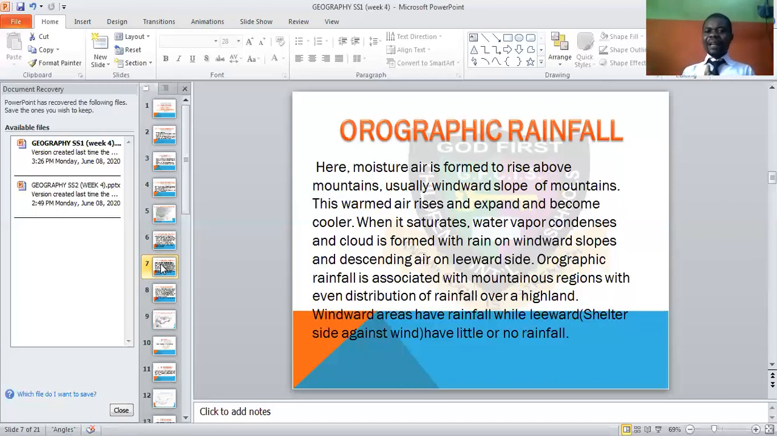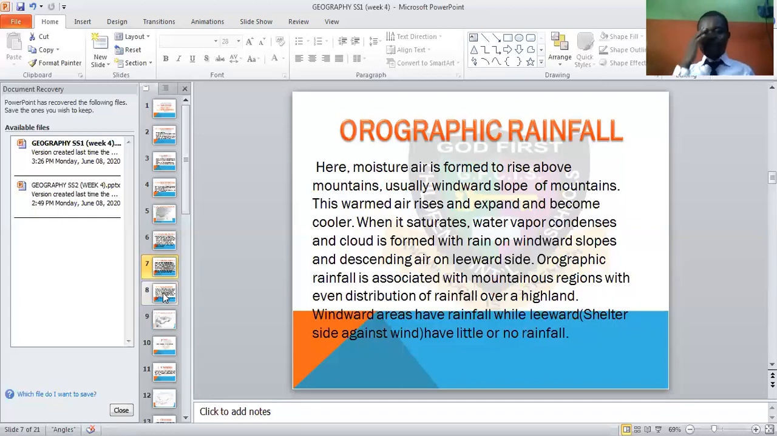This one happens, like I told you, in the windward area, they have rainfall. While the leeward side, that is the sheltered side, the side that has its back against the wind, the side that the wind does not affect, has little or no rainfall. This one doesn't happen on both leeward and windward. That is one of the differences between the conventional and the orographic rainfall. Take note of that.